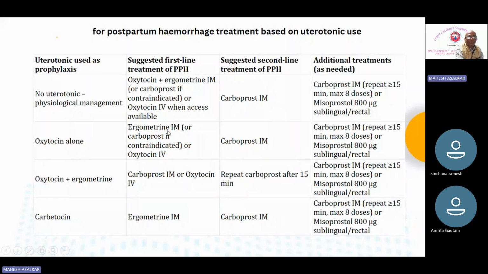So you give ergometrin, or oxytocin IV can be given, and second line will be carboprost. The same carboprost can be repeated after 15 minutes. Then if she has received in the beginning oxytocin plus ergometrin, you give carboprost or oxytocin and repeat carboprost every 15 minutes. If she has received carbetocin, you can give ergometrin as a first line treatment and carboprost as a second line.